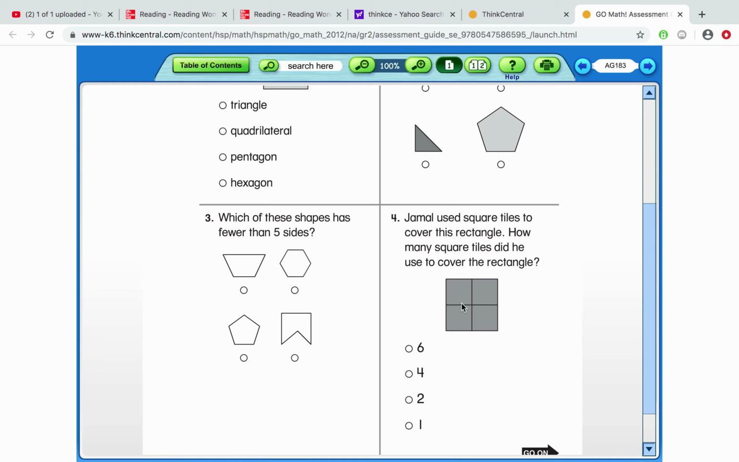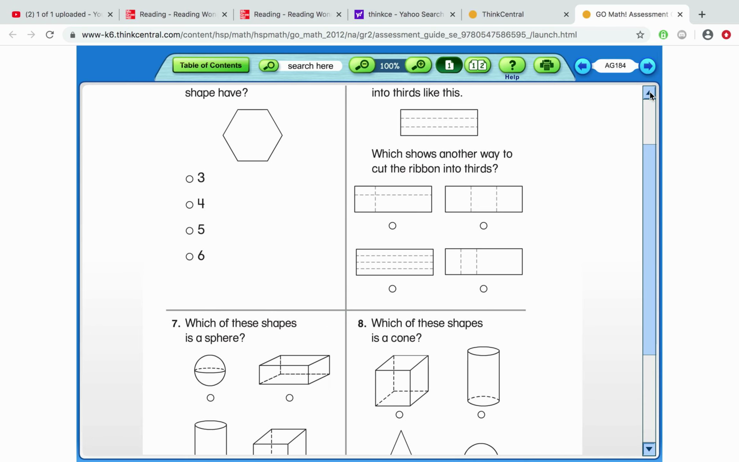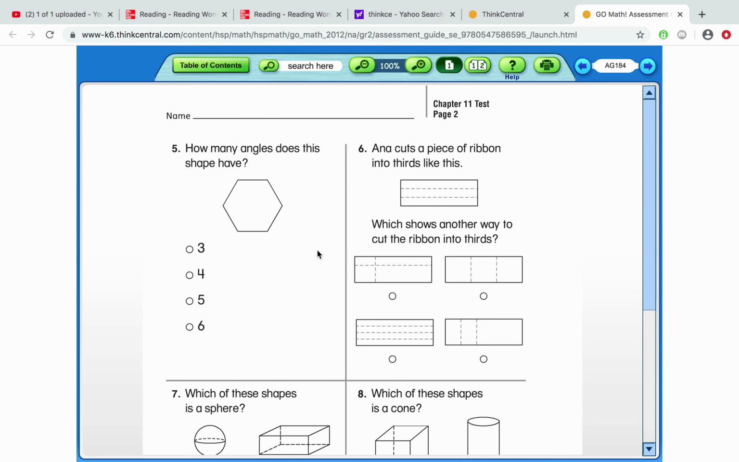All right, friends, here's 1, 2, 3, and 4. So 4 tiles were used to cover this rectangle. So 4 is your answer. You can write in a 4 for the answer for number 4, or fill in the bubble if you printed the pages. Your test will be very similar tomorrow.